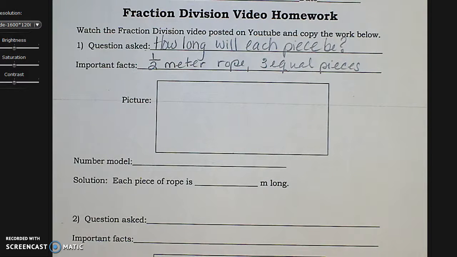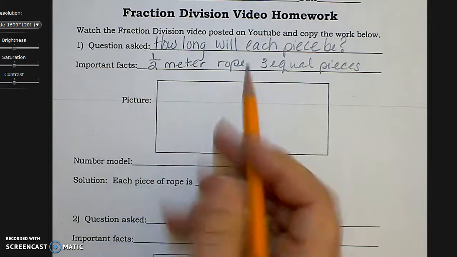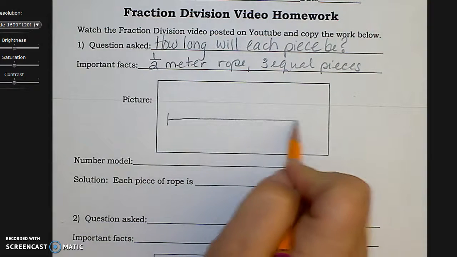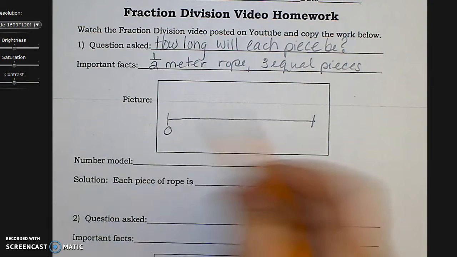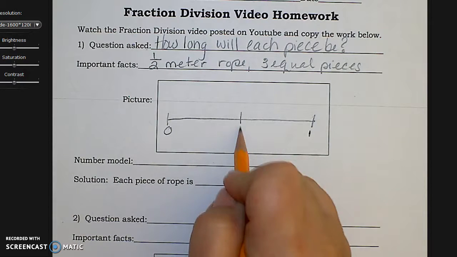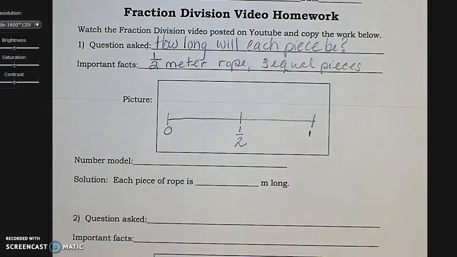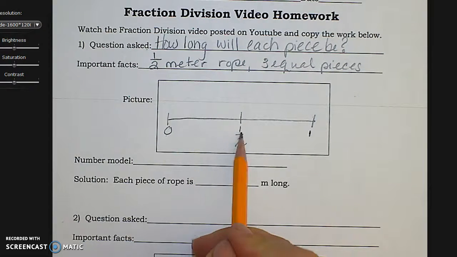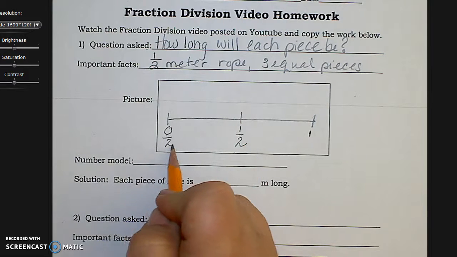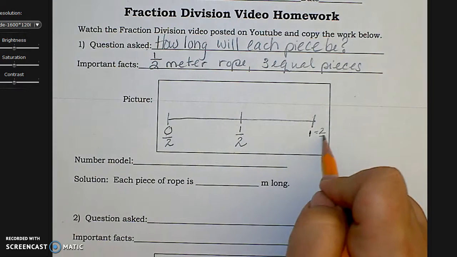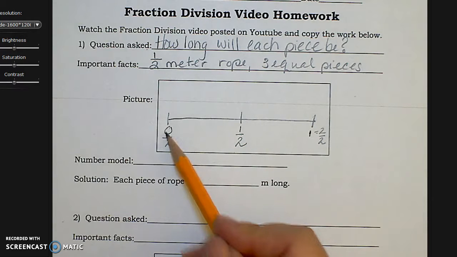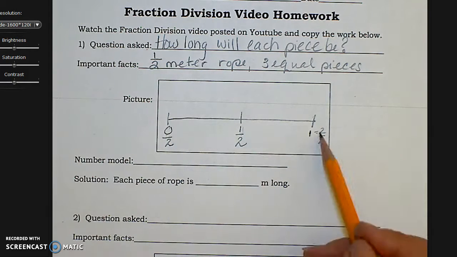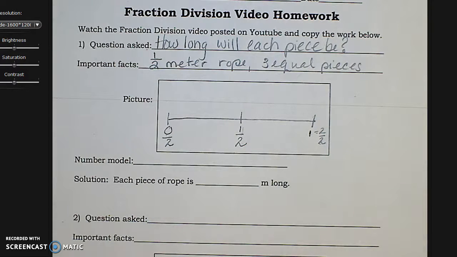To answer this question, I first want you to start by drawing a picture. Now, we need a half meter of rope. I'm actually going to draw the number line from 0 to 1, and I'm going to mark 1/2 in the middle of the number line. Now, when I look at this, I know that I only have to focus on the half meter from 0 to 1/2, but I'm still going to go through and mark my number line with halves. So I have 0/2, 1/2, and 2/2, which is equal to 1 whole.